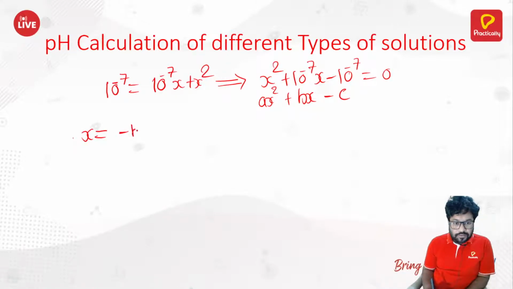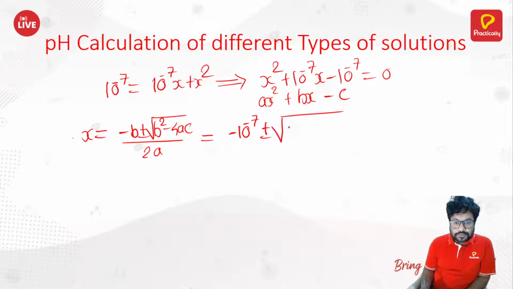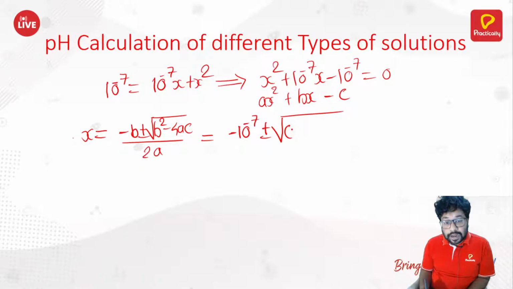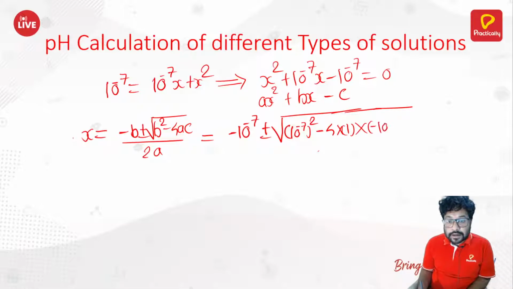Your x will be equal to minus b plus minus square root of b square minus 4ac, divided by 2a, right? What is your b? It is 10 raised to minus 7, so minus 10 raised to minus 7 plus minus under root b square. What is b square again? 10 raised to minus 7 square, right? Minus 4a. What is a? It is 1, into c. What is c? Minus 10 raised to minus 7, bracket complete, divided by 2a, which is 2, right?